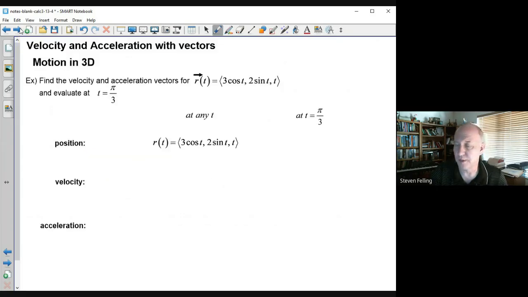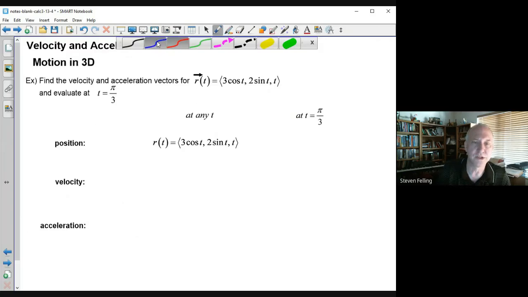Okay, here's a first example. Let's say that we have a position vector given by 3 cosine t, 2 sine t, and t, and we want to evaluate the position, velocity, and acceleration at time t is pi over 3. Okay, so we start with the position vector, and then we would just say, all right, the velocity vector is just the derivative of that. So the way we take a derivative of a vector is we just take the derivative of each part separately. So the derivative of cosine is negative sine, so this is going to be negative 3 sine t.